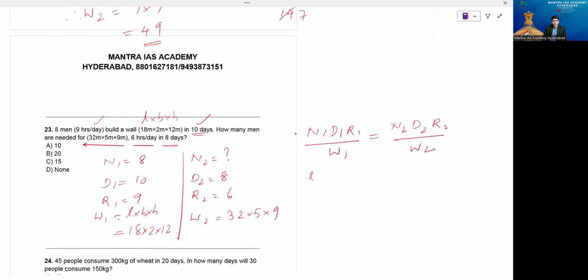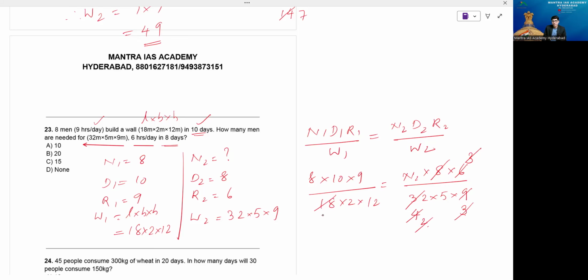N1 is 8, D1 is 10, R1 is 9, W1 is equal to 18 into 2 into 12. Just take the values very carefully. That's the only thing you have to observe. N2 is my target. D2 we have 8, R2 is 6, and W2 is equal to 32 into 5 into 9. Just observe this: 8 ones are, 8 fours are cancelled here. Later, 2 twos are and 2 threes are. First of all, I'm clearing this area. Now 3 threes are cancelled. Now 2 threes are 6, 2 into 3 is 6, left side is 18, so 6 threes.